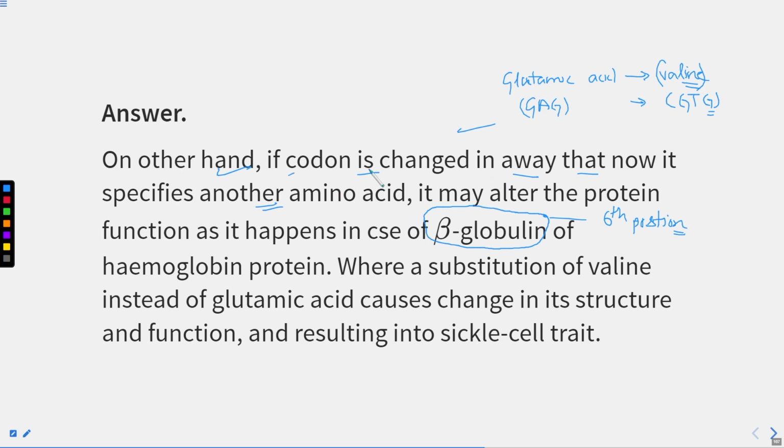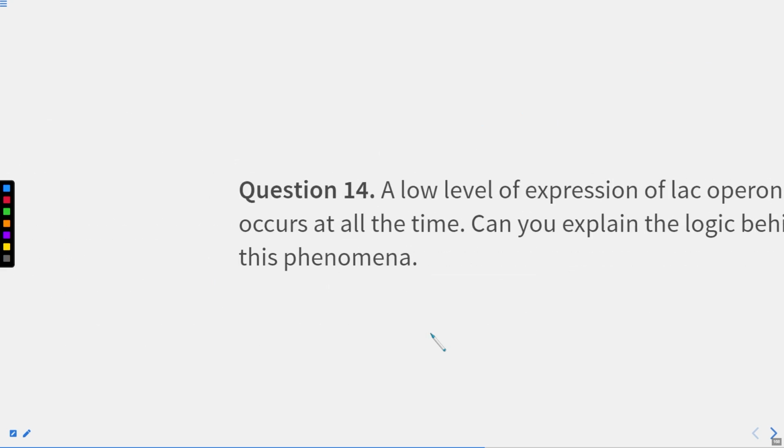So if the codon changes in a way that it specifies another amino acid, it may alter the protein function, as it happens in the case of the beta globin hemoglobin protein, where a substitution of valine instead of glutamic acid causes a change in its structure and function, resulting in sickle cell trait.